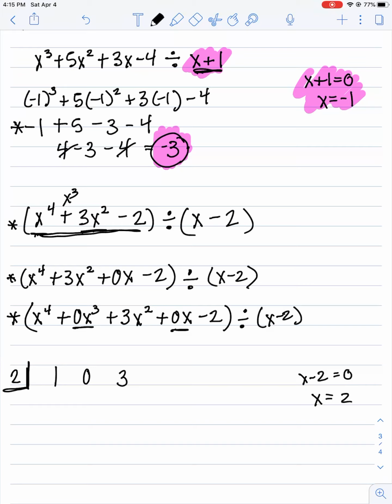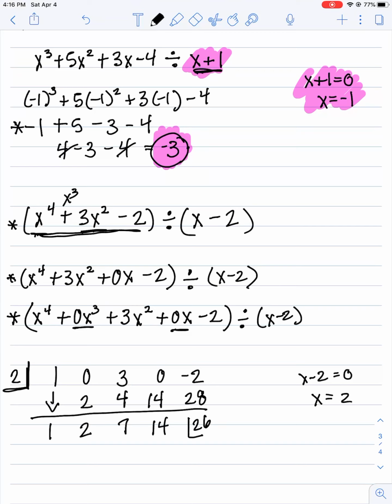I now list the coefficients. The first coefficient is 1. The second coefficient is 0. Next is 3. Next is 0. And last is negative 2. Okay. What's the first step? Drop the first number. And then once you cross that line, you multiply. 1 times 2 is 2. 0 and 2 combine to get 2. 2 times 2 is 4. 3 and 4 combine to get 7. 7 times 2 is 14. 0 and 14 combine to get 14. 14 times 2 is 28. A negative 2 and a 28 combine to get a 26.